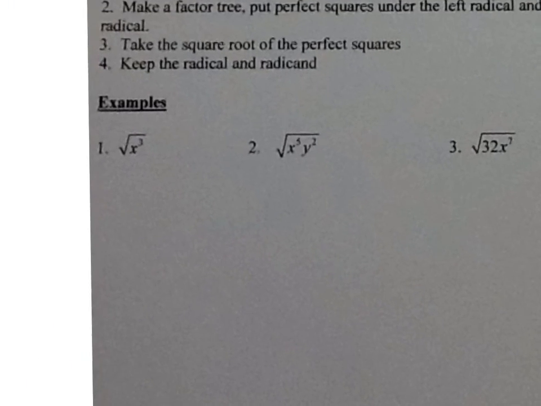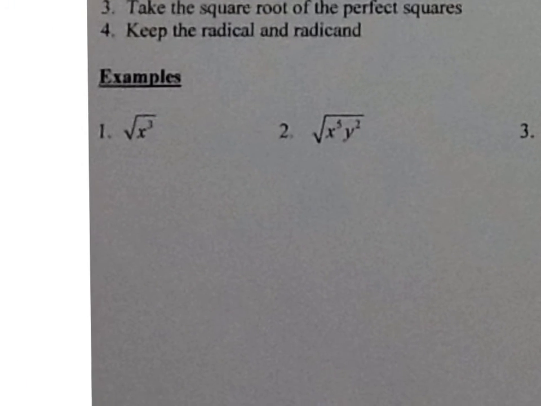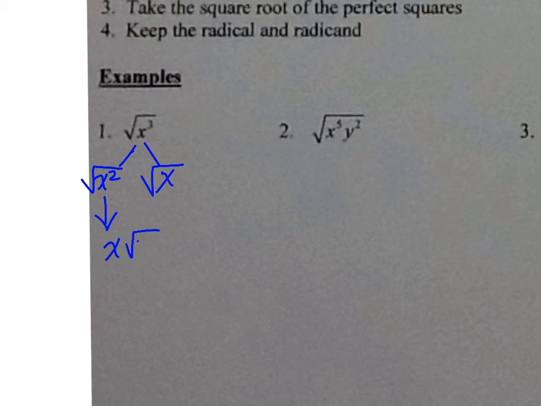All right, so let's take a look at the first one. So we have the square root of x to the 3rd. All right, so I'm going to make my factor tree. So notice my exponent is odd, so I go one less than that. So it's x to the second. Notice x to the second, even exponent. So I know it's a perfect square. The square root of x to the second, do half the exponent, you get x. So it's x and then the square root of x.